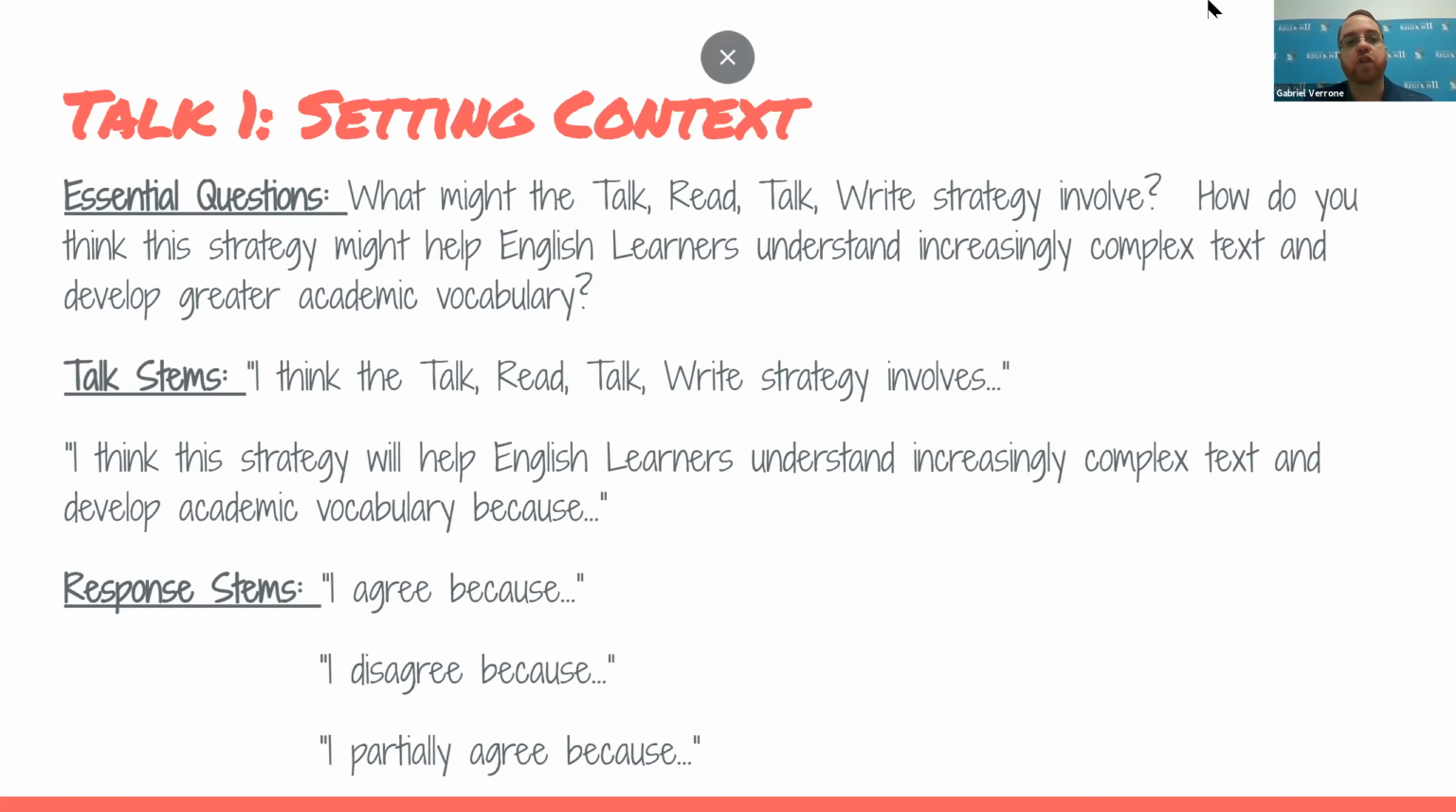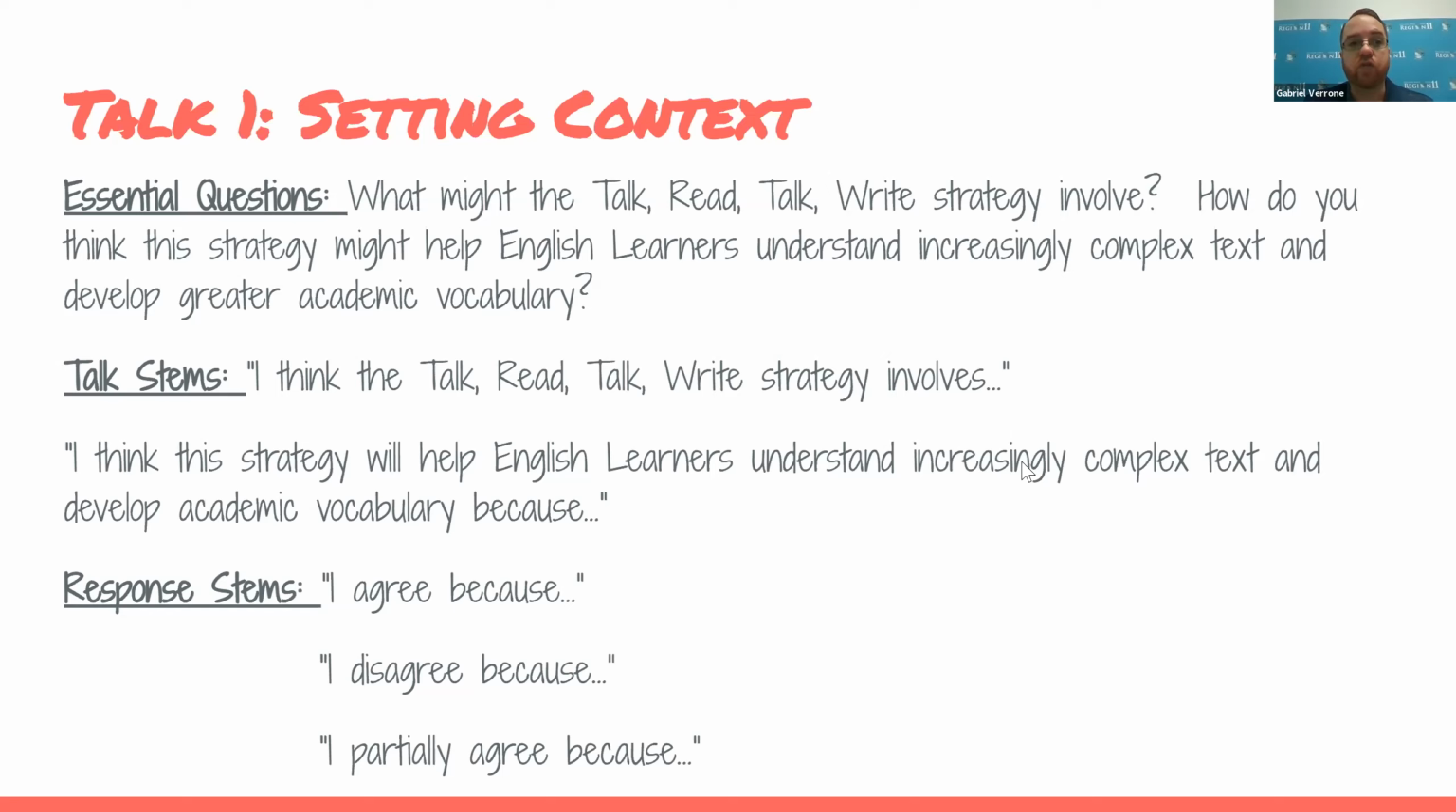So the question is, what might the talk, read, talk, write strategy involve? How do you think this strategy might help English learners understand increasingly complex text and develop greater academic vocabulary? All right, so I'm going to send you to your breakout rooms. I'm going to give you about, say, 3.5 minutes. So you're going to say, I think the talk, read, talk, write strategy involves, and then I think this strategy will help English learners understand increasingly complex text and develop academic vocabulary because.